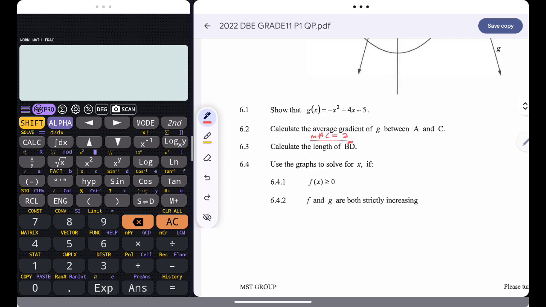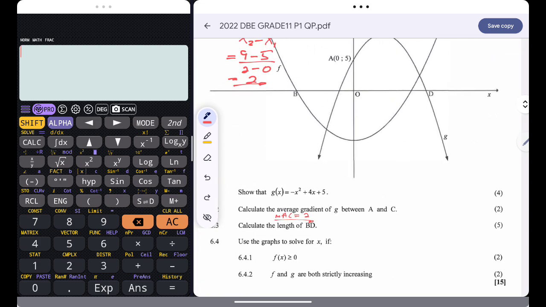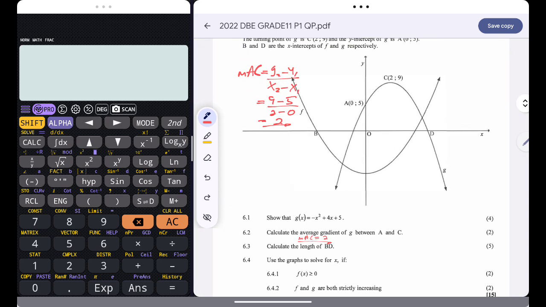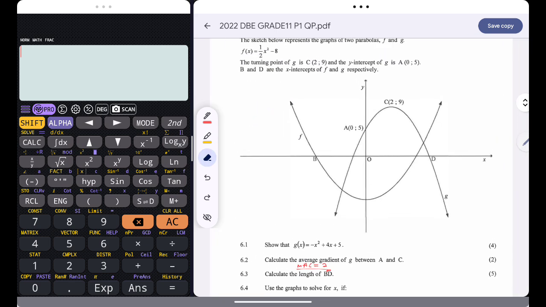Then now I must calculate the length BD. For me to find the length of BD, I must first find the x-intercepts of both of my graphs and then calculate the length of BD. Okay, let's start with f of x, which is 1 over 2 x squared minus 8. I'm supposed to find the x-intercepts.